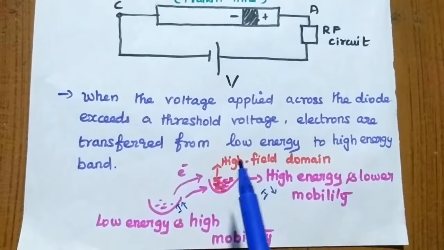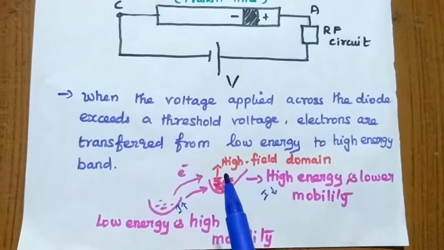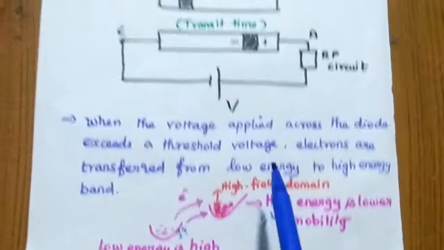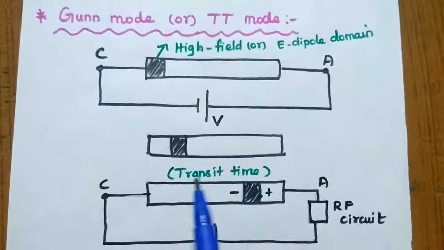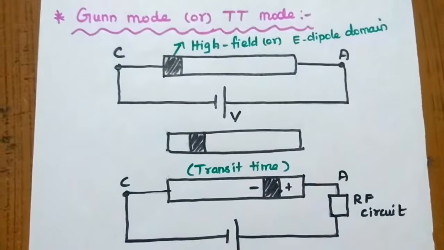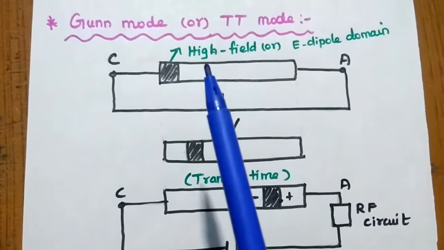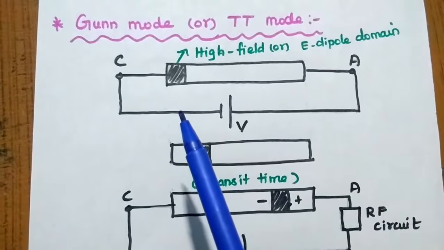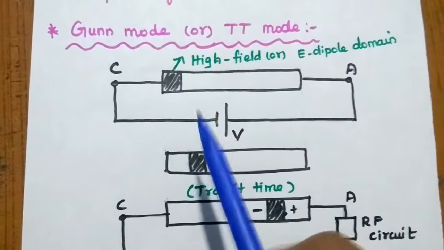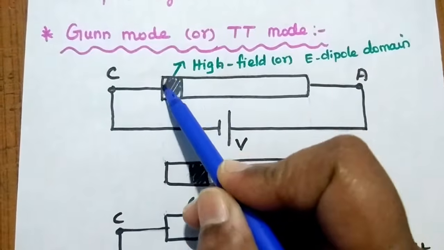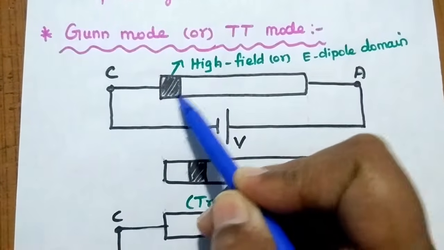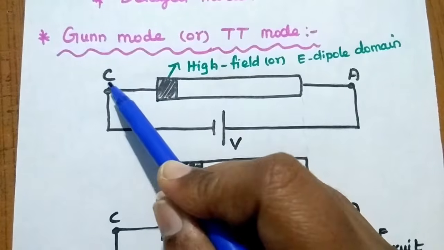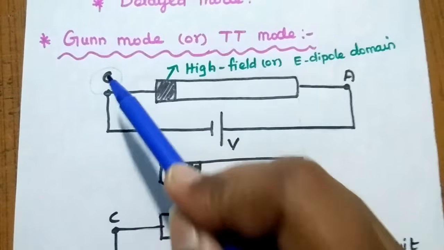So first we should understand the meaning of dipole domain or high field domain. Then only we can understand the transit time mode. So in this Gunn mode or transit time mode, whenever the applied voltage exceeds the threshold voltage, the high field domain is formed at the higher energy level. We can say that higher energy level is cathode.